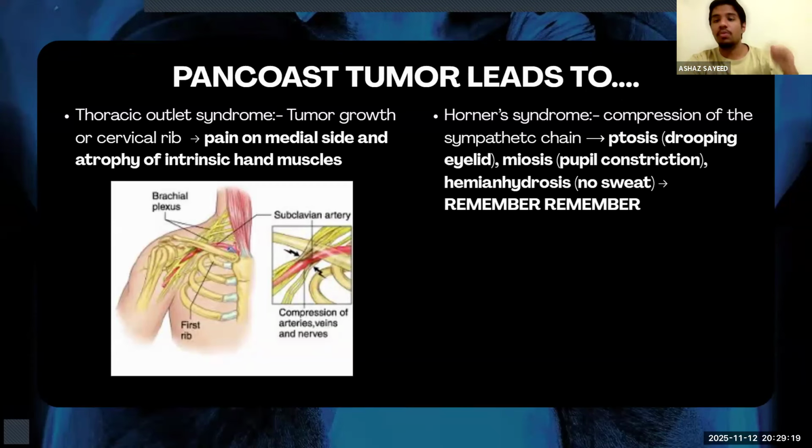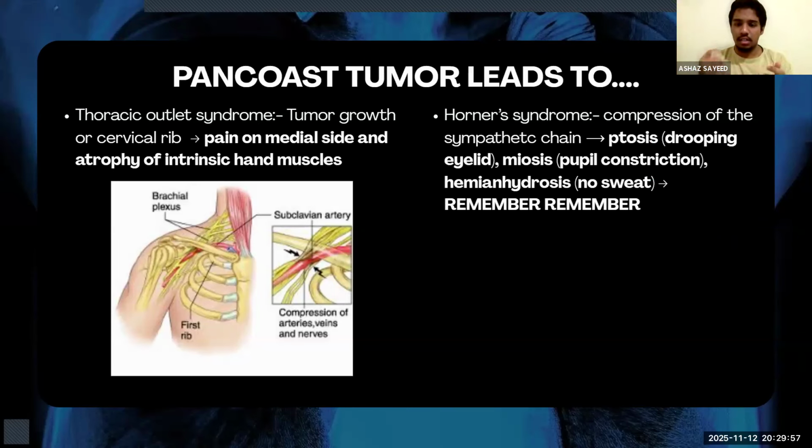And even from Pancoast tumor, the most important thing they'll ask you is Horner syndrome. And you will keep encountering Horner syndrome in first year, second year, third year. It's going to stay with you for long. So remember this, okay? Basically, the tumor grows here, and if it grows up and behind, you're going to have the sympathetic chain behind. Where is it? It's going to be explained in the last lecture by my colleague Lotus. But if the sympathetic chain compresses, you're going to have three symptoms. Remember these forever, okay?